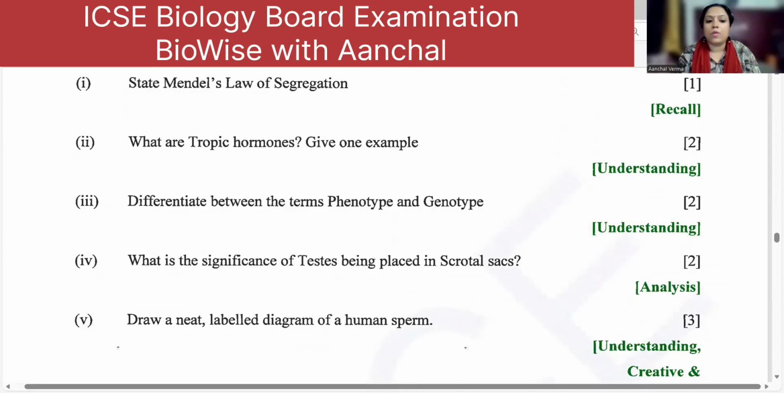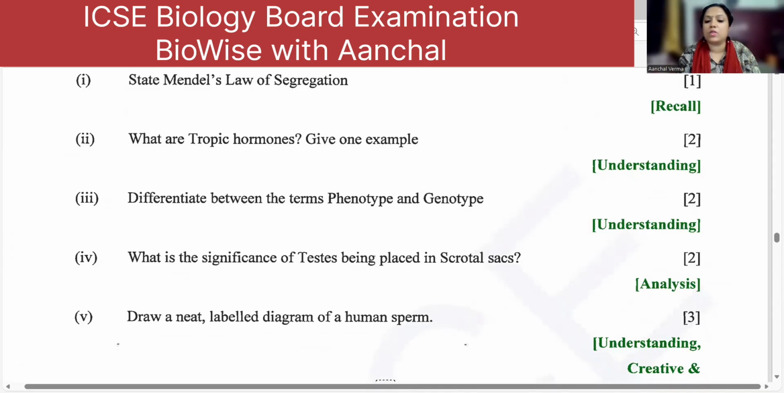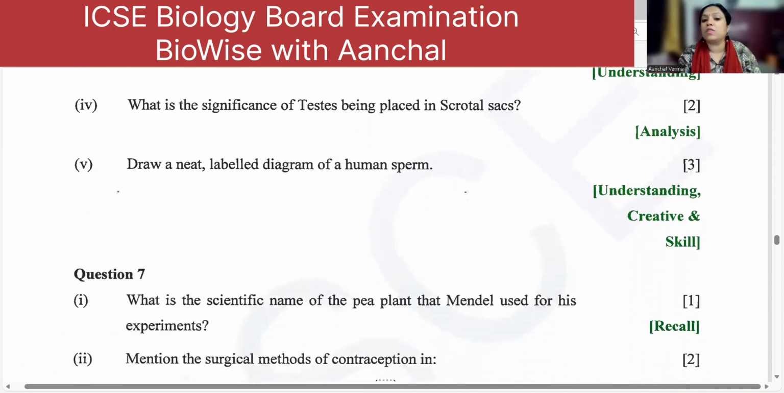Okay. What is the significance of testes being placed in the scrotal sac? Now the temperature of the body is high for the development and maturation of the sperm. That is the reason why testis is placed in the scrotal sac, which is outside the human body. Hence the temperature is a little bit lower, 2 to 3 degrees lower than the body temperature. Hence the sperm maturation can take place.